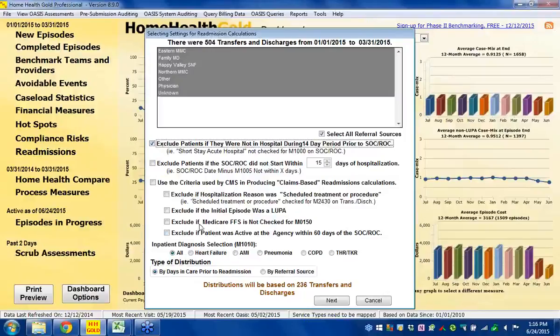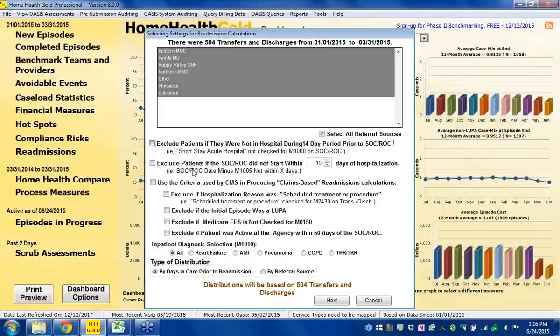So if I exclude patients if they weren't in the hospital in the preceding 14 days, well, I've dropped from the 504 down to 236 transfers or discharges. So that's going to be my remaining denominator. So every time you change something, it's going to affect who still fits.